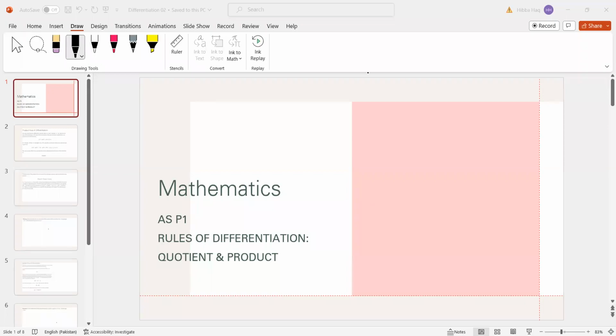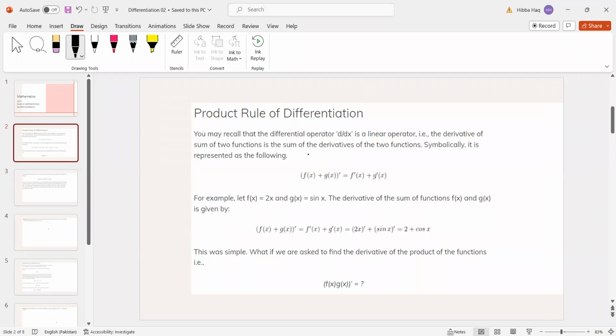All right, so today we'll be working with rules of differentiation, which are going to be the quotient rule and the product rule. So let's start off with the product rule first. When you're talking about the product rule of differentiation, you may recall that d by dx is a linear operator, right? So we're just using it for linear expressions.